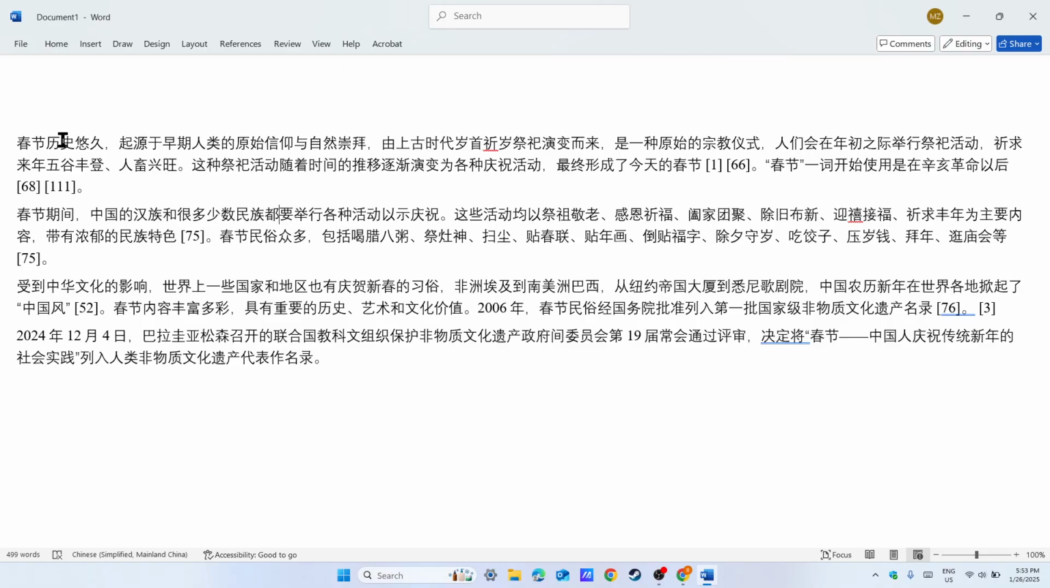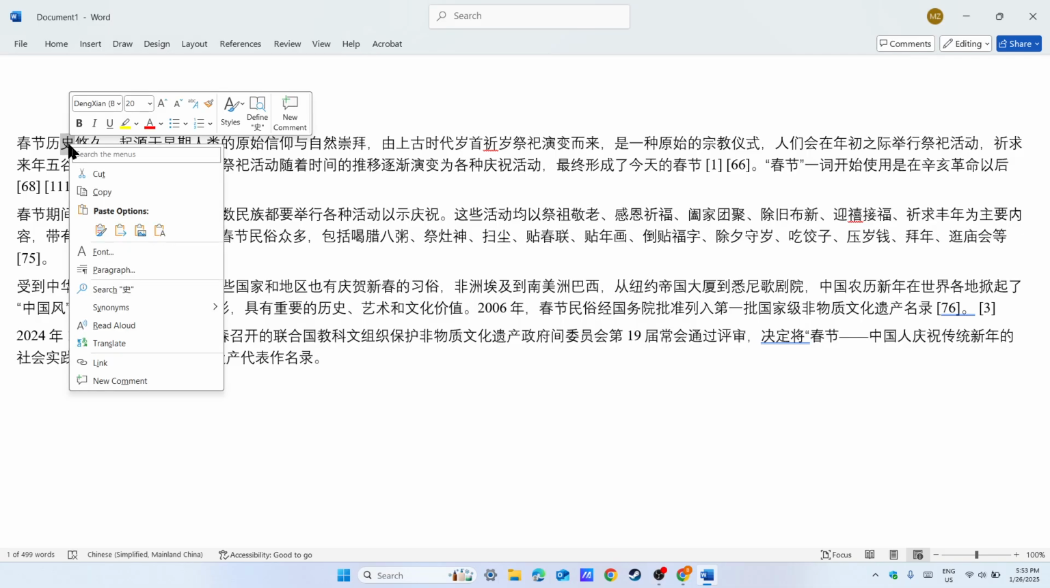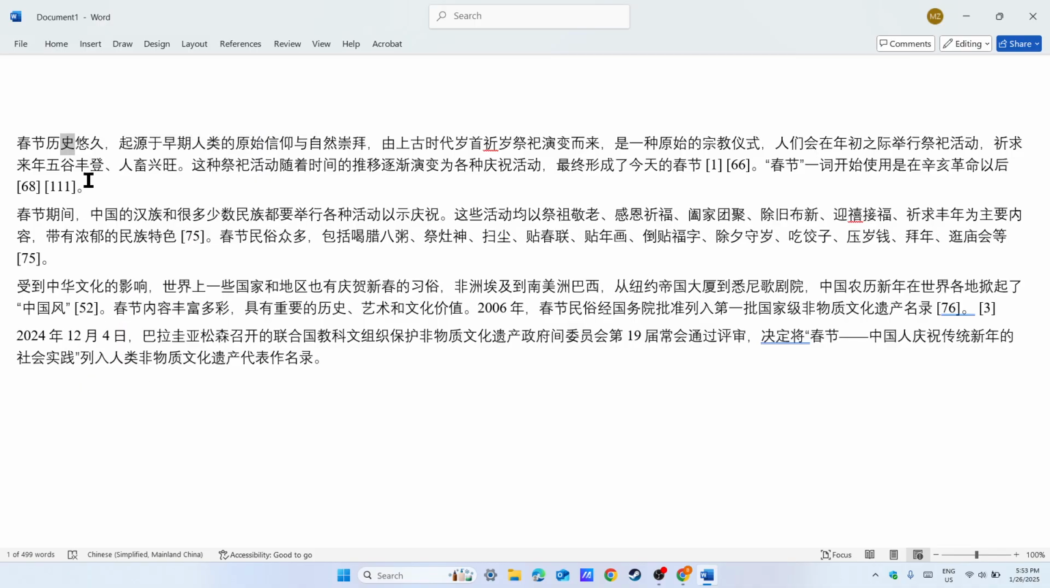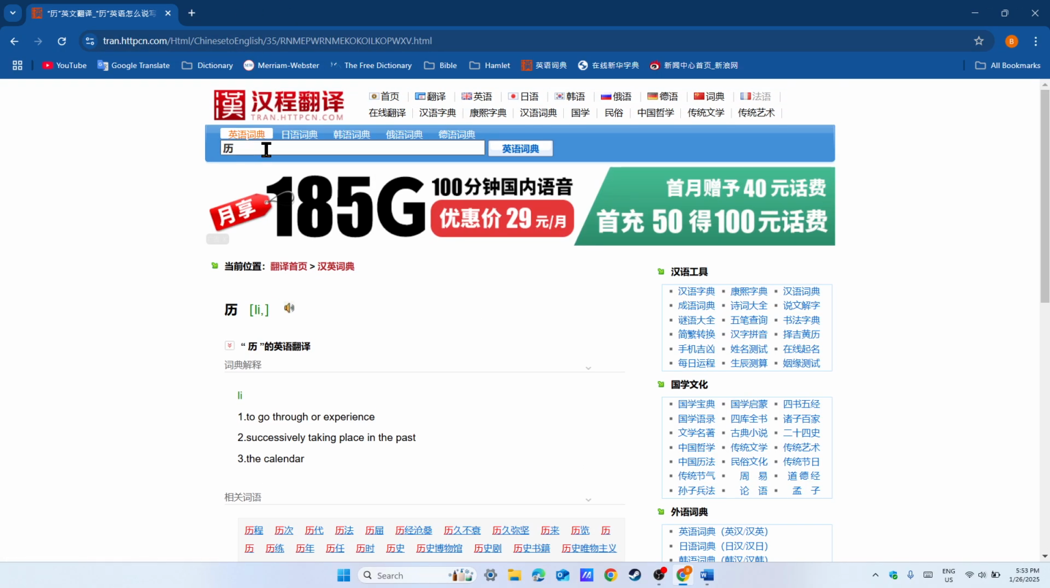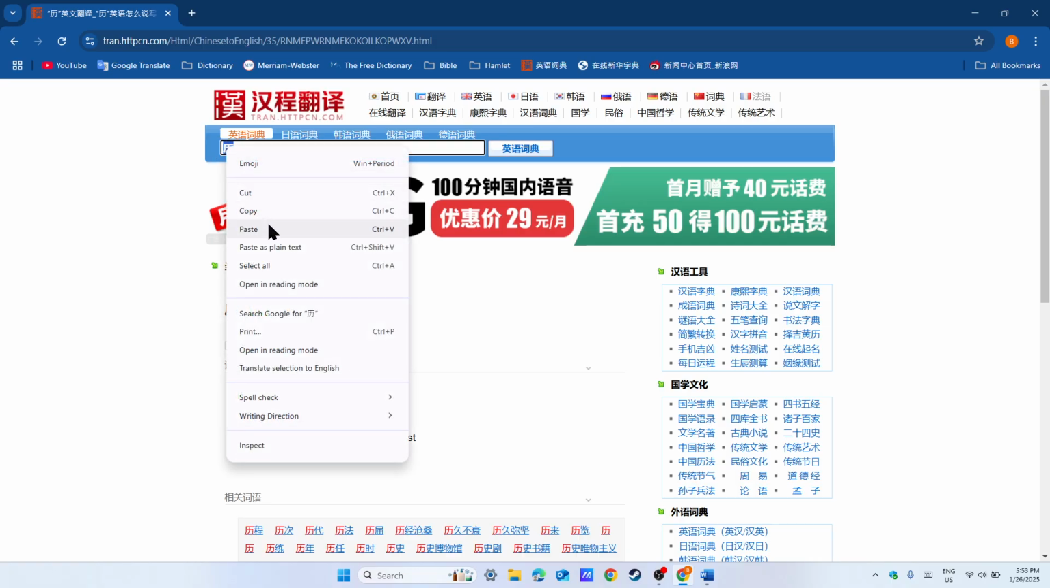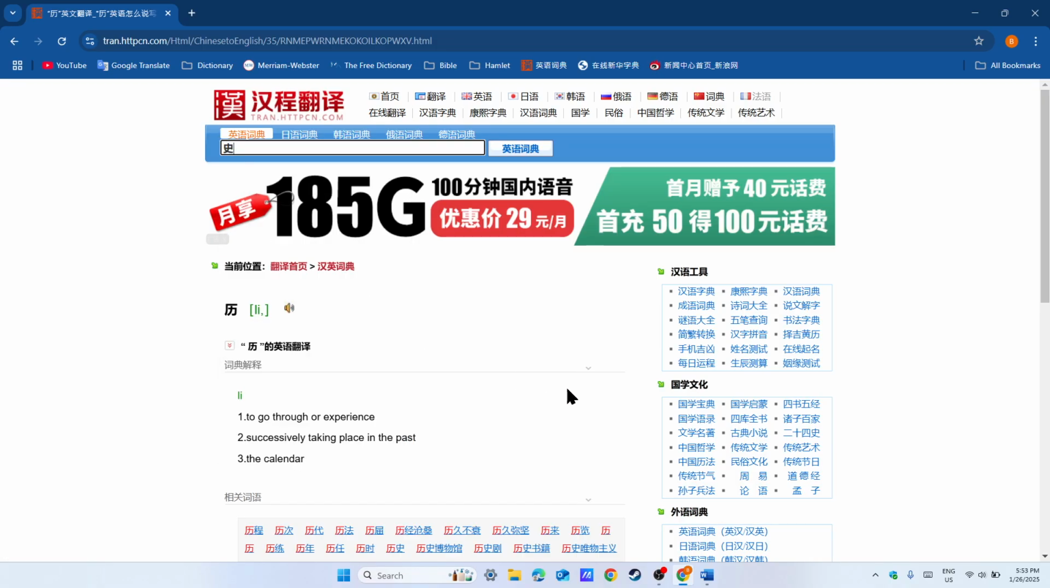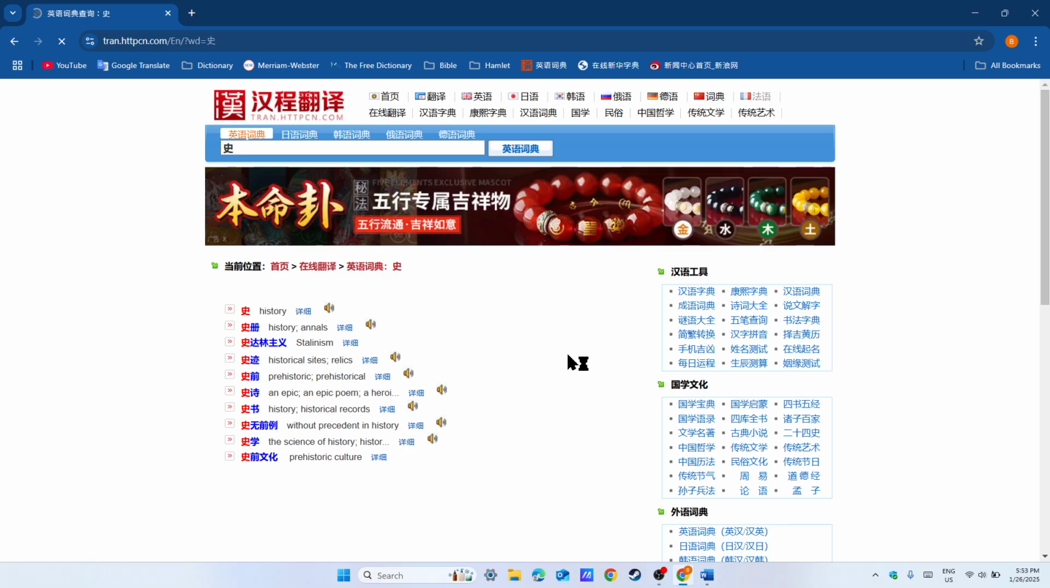Now this word 史. Let's look at this single word and what it means. Let me show you. Let's see what 史 explains. You see, there are a lot of phrases.